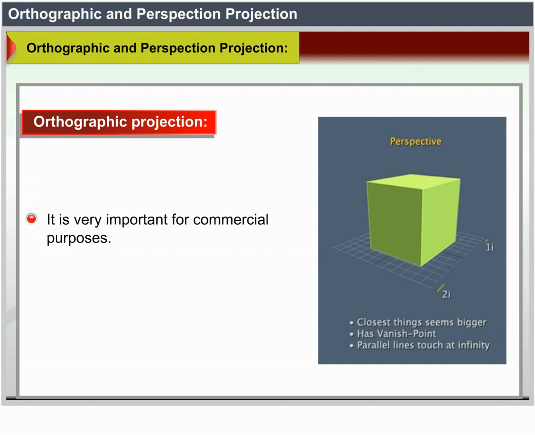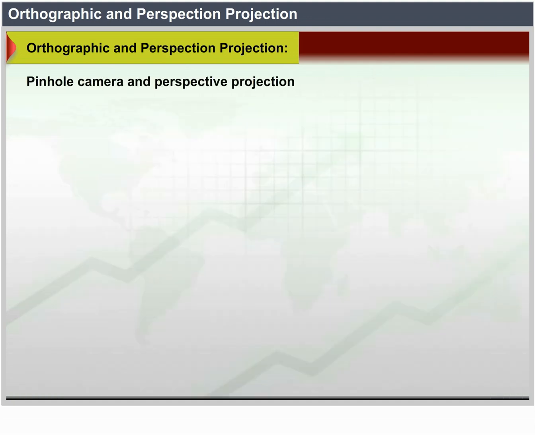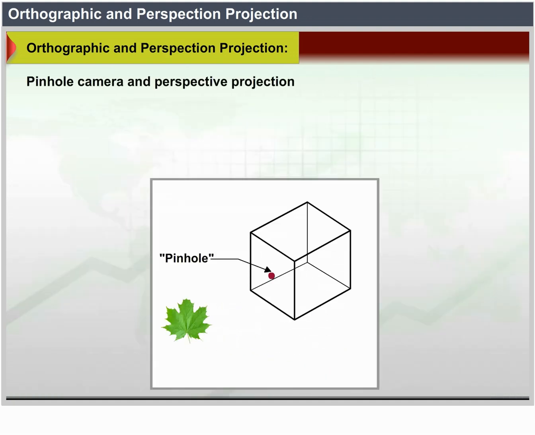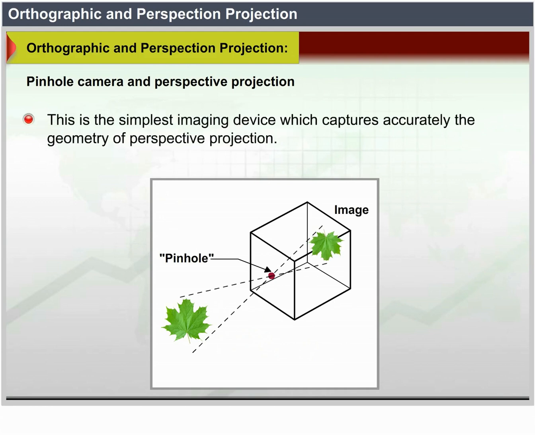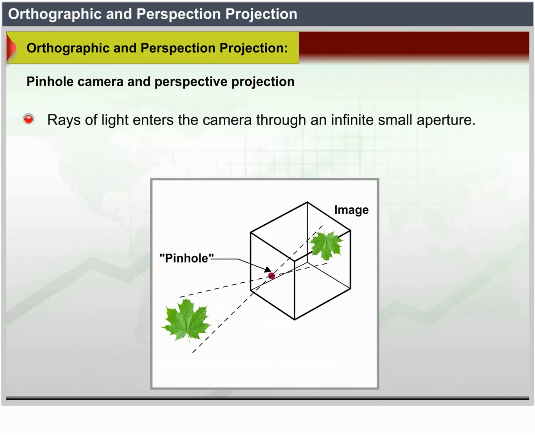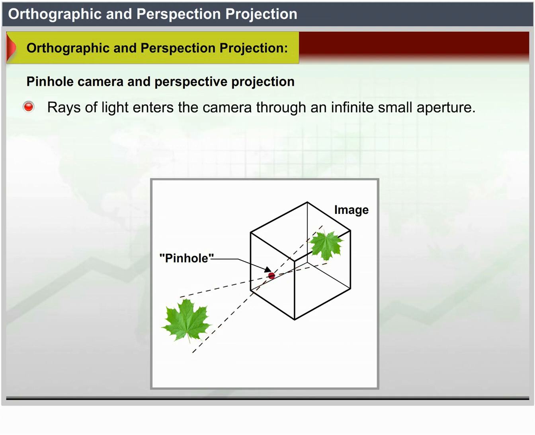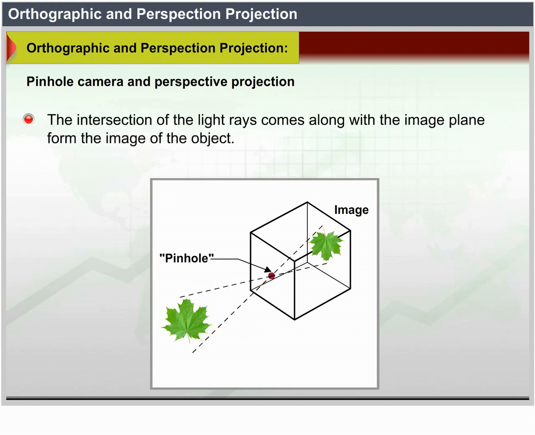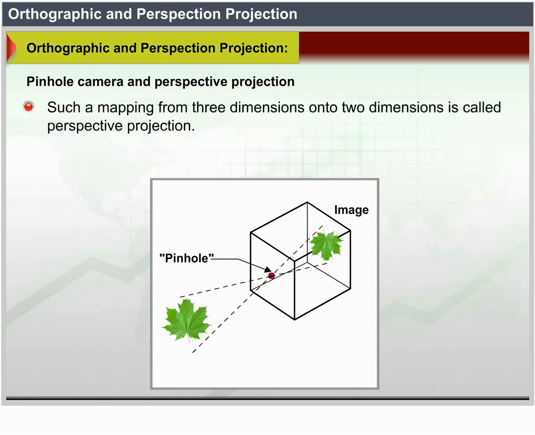Pinhole camera and perspective projection. This is the simplest imaging device which captures accurately the geometry of perspective projection. Rays of light enter the camera through an infinitesimally small aperture. The intersection of the light rays with the image plane forms the image of the object. Such a mapping from 3 dimensions onto 2 dimensions is called perspective projection.